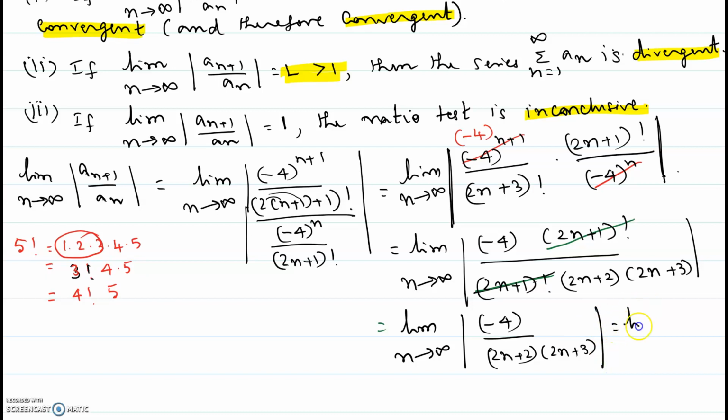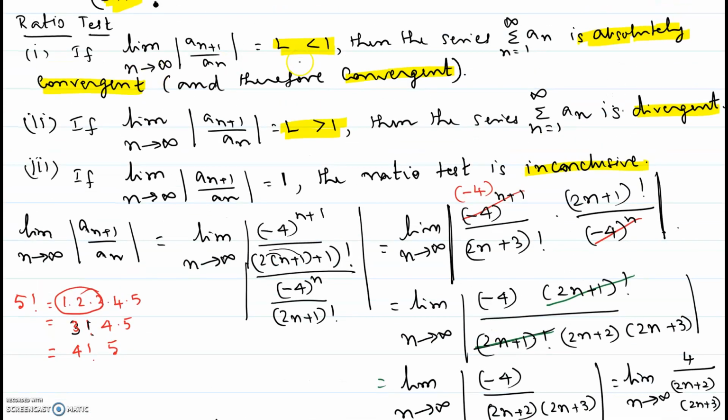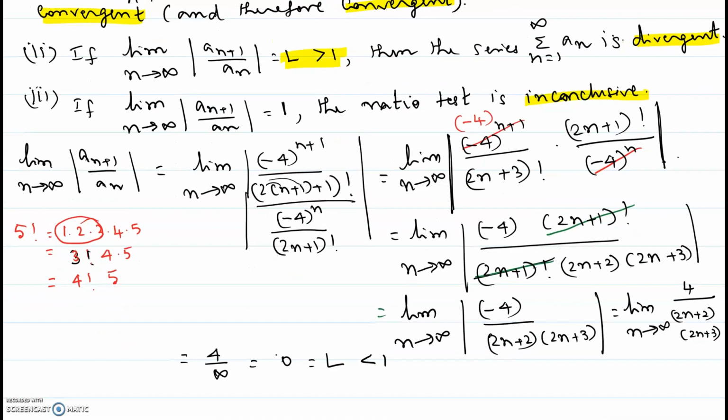So this is the limit as n approaches infinity of 4 divided by the denominator, which is (2n plus 2) times (2n plus 3). The denominator is very large as n approaches infinity. So it is 4 over infinity, which is equal to 0. Here we notice it is L, where L is smaller than 1. If L is less than 1, then the series is absolutely convergent and therefore convergent. That's exactly what we have here. So L is less than 1.